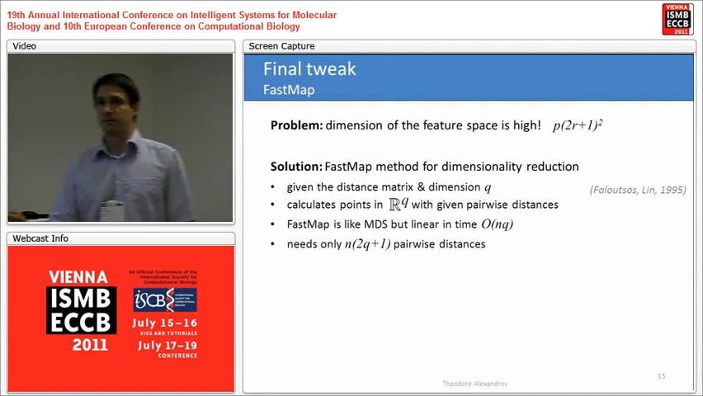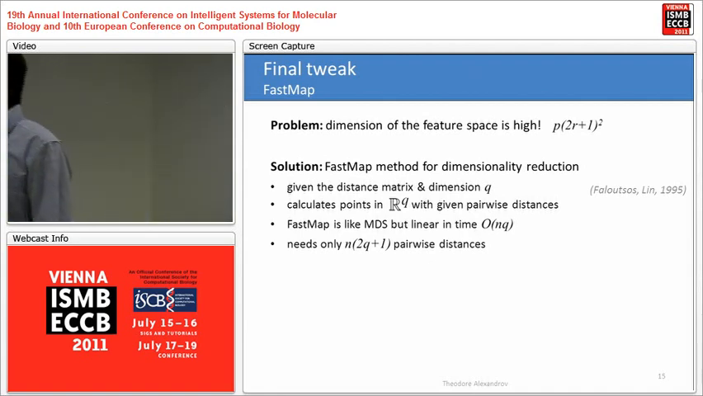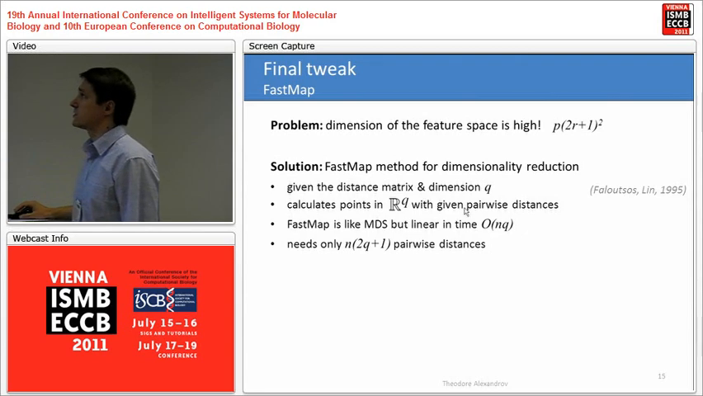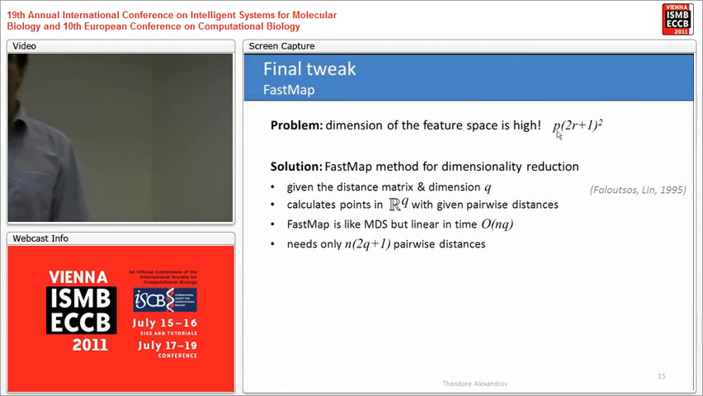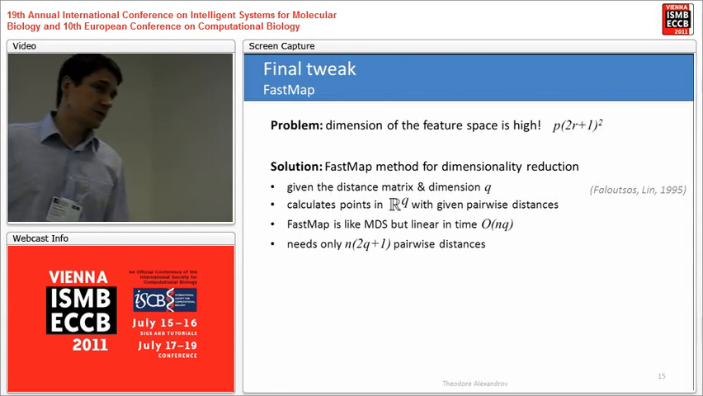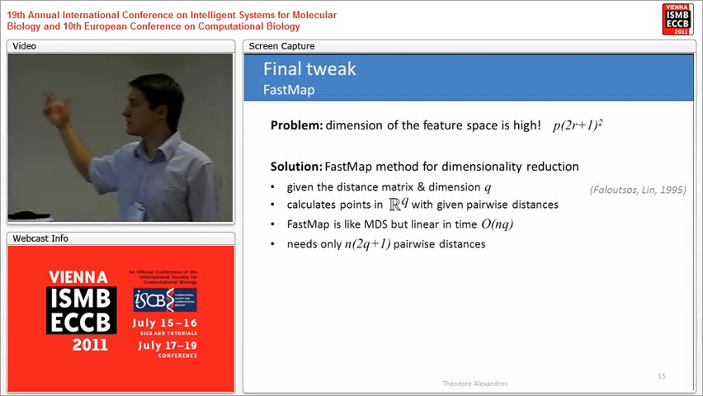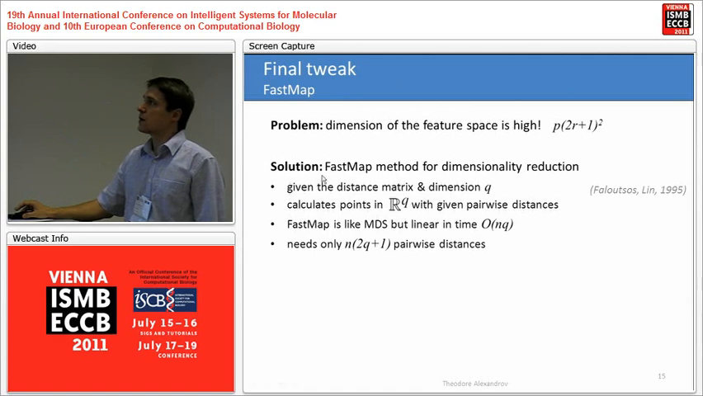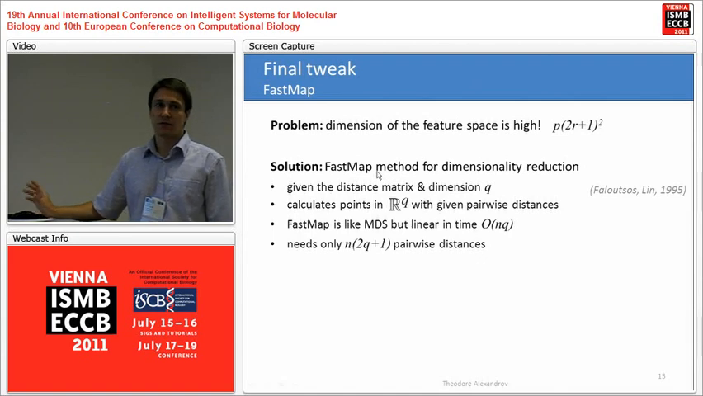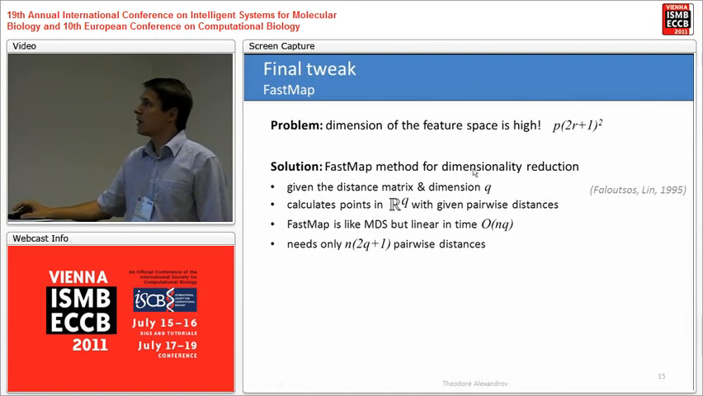We still have a problem. As I've shown you, we have quite a large dimension of our data because we have p, which was quite large, and then we multiply it by (2r+1) squared. R can be large, so this is large. So we use the FastMap method for dimensionality reduction. And in fact, this is my favorite method for dimensionality reduction. Why?